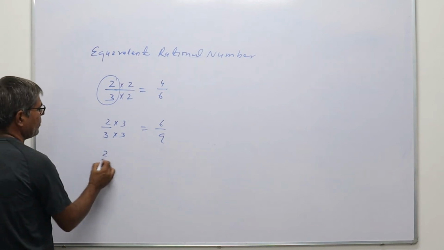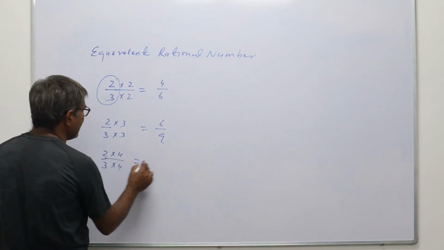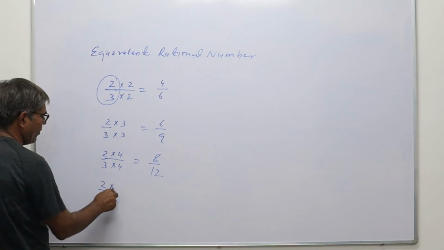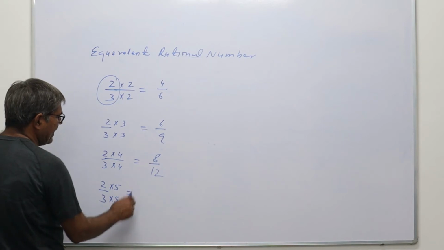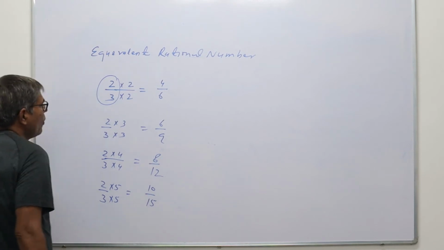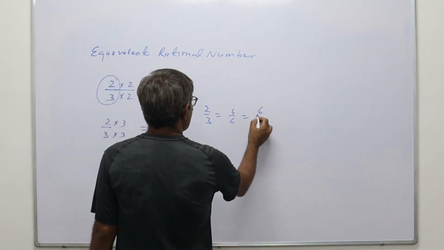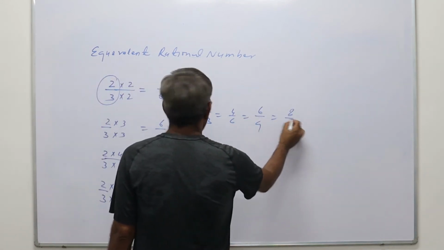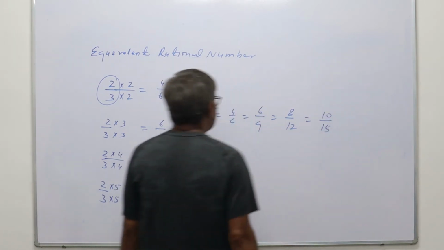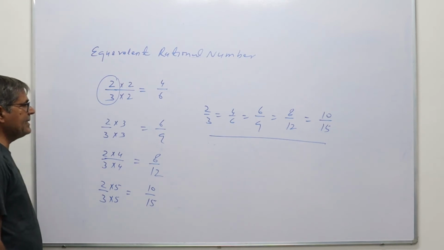Similarly, if we multiply 2 by 3 in numerator by 4 and denominator also by 4, then this number will be 8 by 12. Similarly, if we multiply 2 by 3 in numerator by 5 and denominator also by 5, then this rational number will be 10 upon 15. So 2 by 3 equals 4 by 6 equals 6 by 9 equals 8 by 12 equals 10 by 15. So these all rational numbers are equivalent to each other.